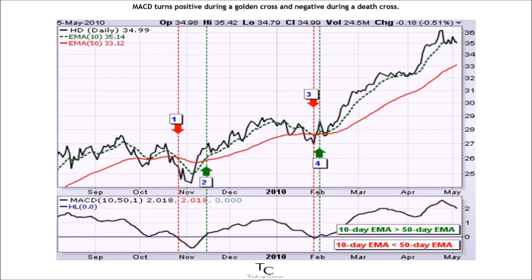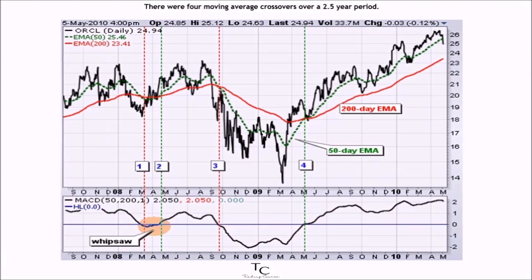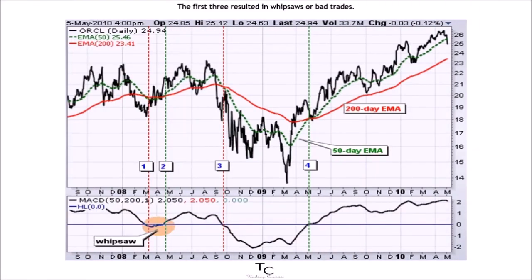MACD turns positive during a golden cross and negative during a death cross. The chart on the screen shows a stock with the 50-day EMA, 200-day EMA and MACD. There were 4 moving average crossovers over a 2.5-year period. The first 3 resulted in whipsaws or bad trades. A sustained trend began with the 4th crossover as the stock advanced to the mid-20s.